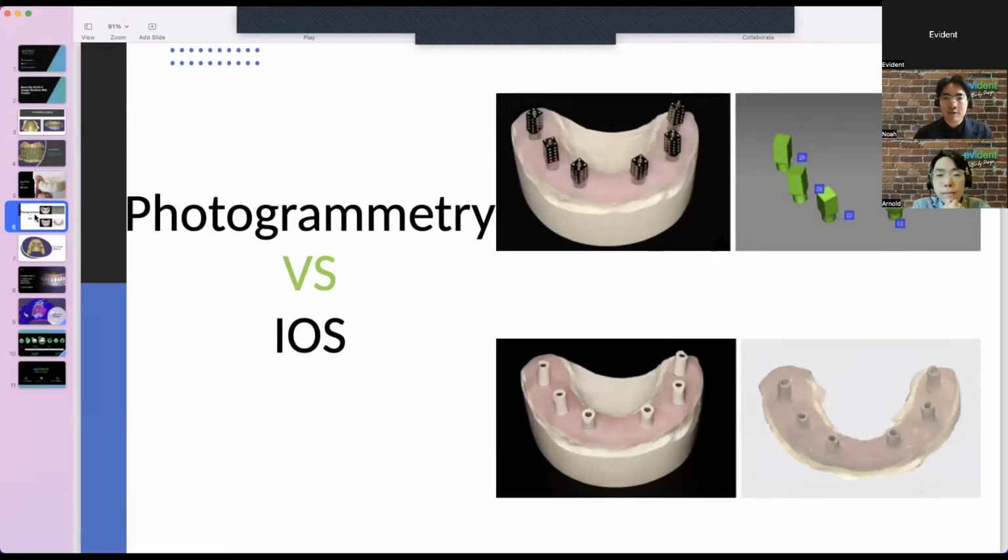Arnold, it actually looks like we do have a question. An anonymous attendee is asking, when should a clinic use photogrammetry versus intraoral scans, and what type of workflows do each of them work with?